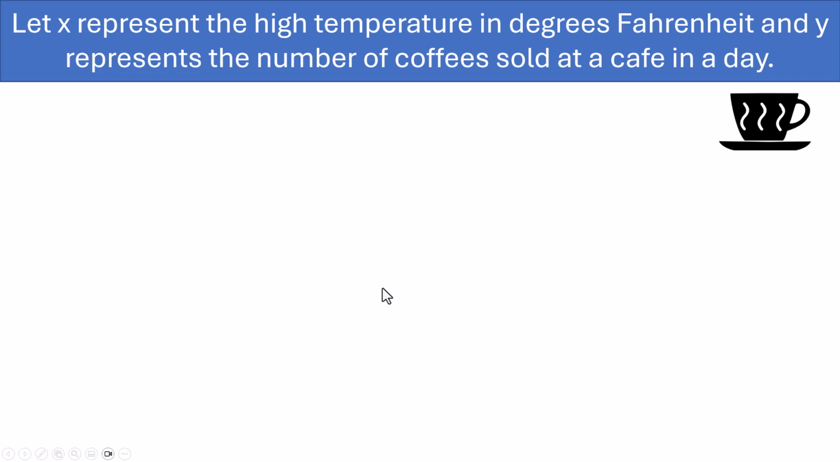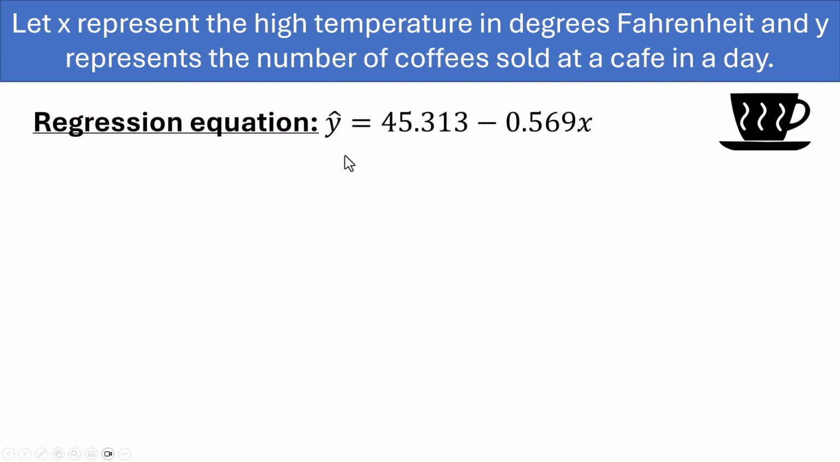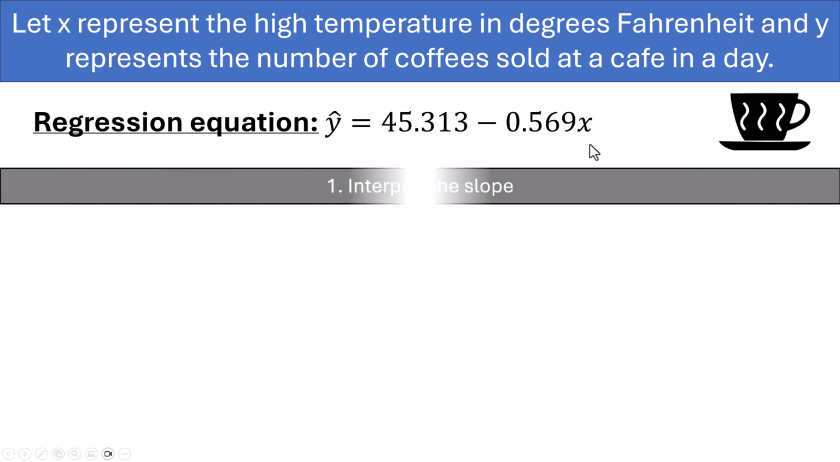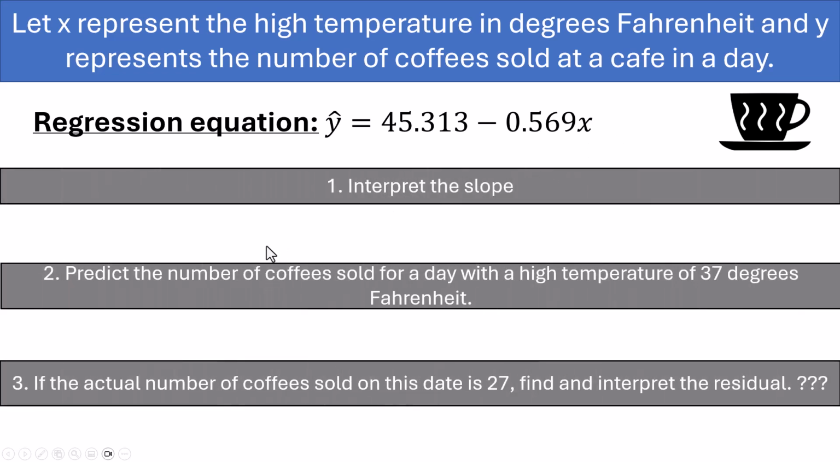Okay, so here's a problem for you to try. Let x represent the high temperature in degrees Fahrenheit, and y represent the number of coffees sold at a cafe in a day. Let's say I just give you the equation here. The equation is y hat = 45.313 minus 0.569 times x, right? So go ahead and see if you can do these three things here.